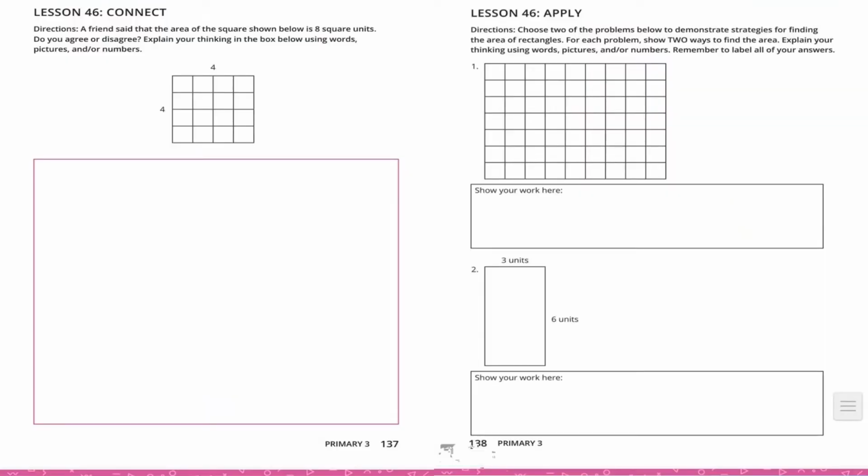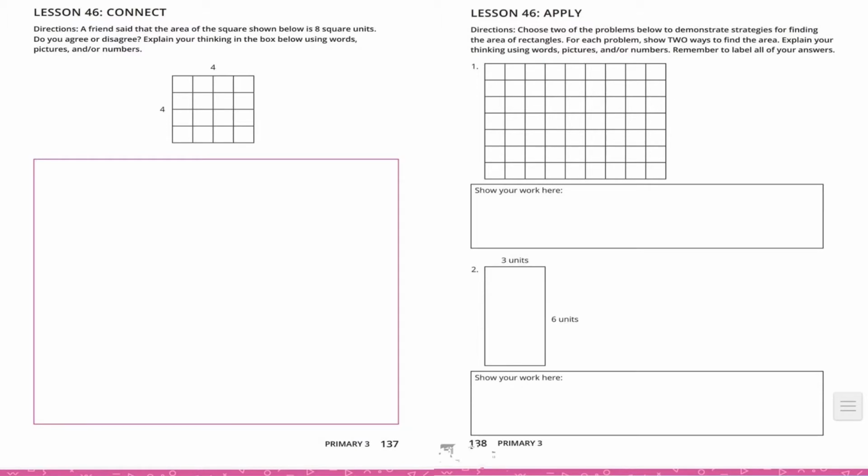Lesson 46, the connect part. A friend said that the area of the square shown below is 8 square units. Do you agree or disagree? Explain your thinking.